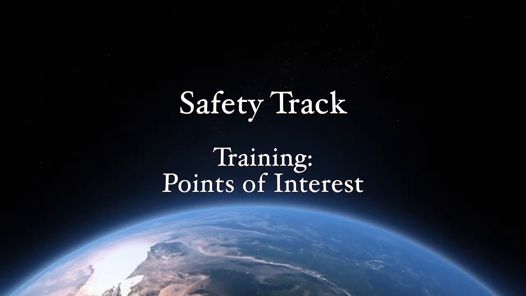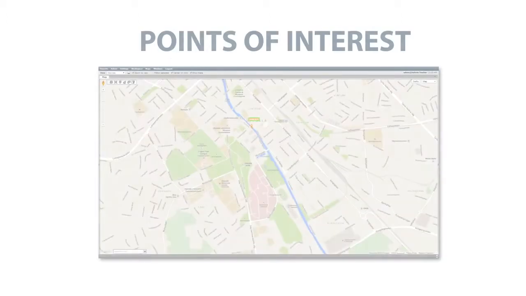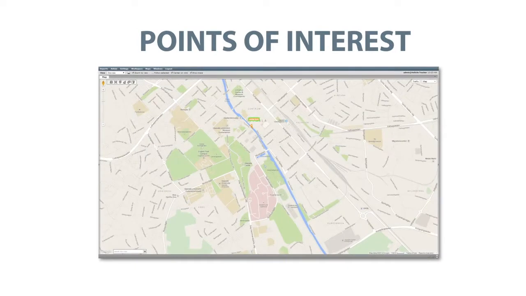This video tutorial will show you how to create a point of interest, change appearance and visibility, and import points of interest from a file. Points of interest, or POIs for short, are used to mark a location on the map and can be used in a number of ways. POIs are used together with navigation and the dispatch of jobs, as we will see later in this video.